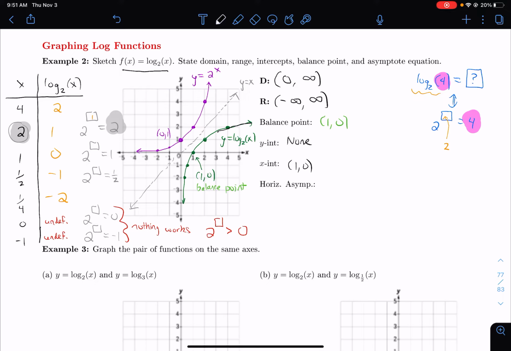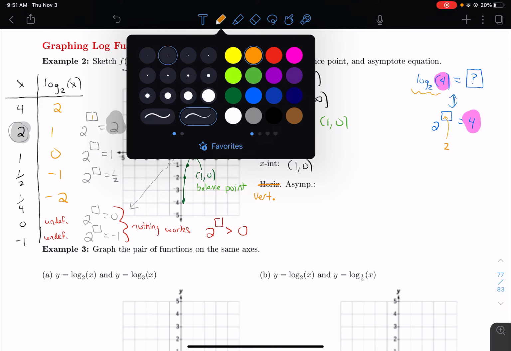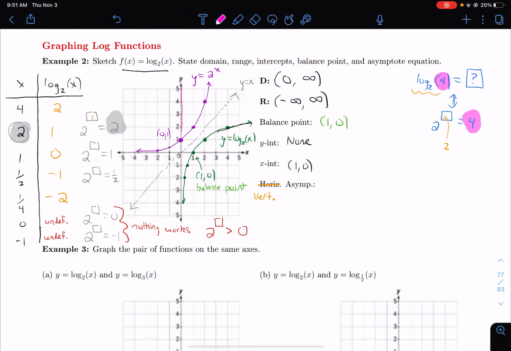And whoops, oh, this is copy-pasted. This should not say horizontal asymptote because this has a vertical asymptote. And the vertical asymptote is just on this y-axis. Vertical asymptote is on that y-axis. So that equation is x equals 0. So there's a vertical asymptote at x equals 0. And that's our graph of log base 2 of x.